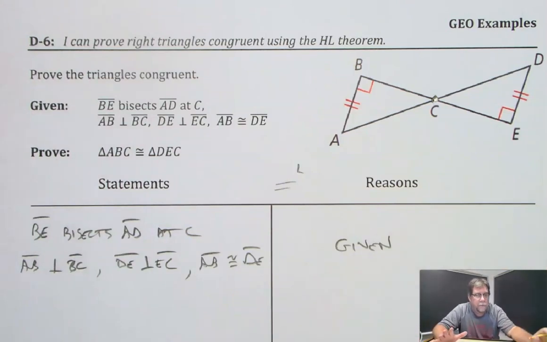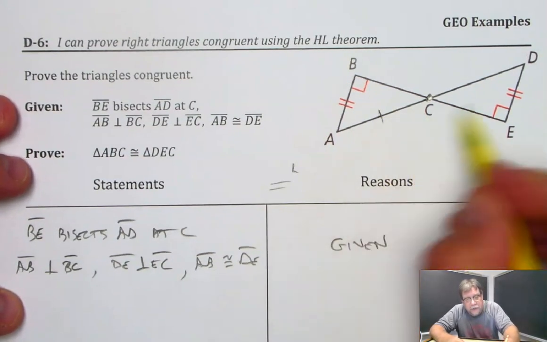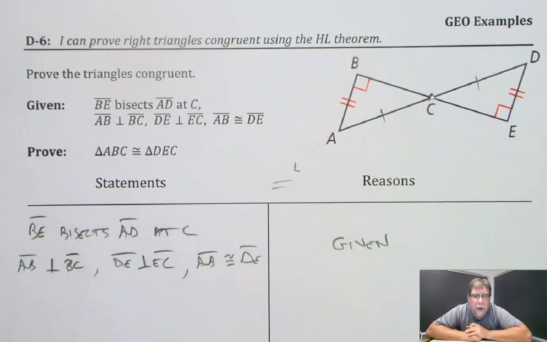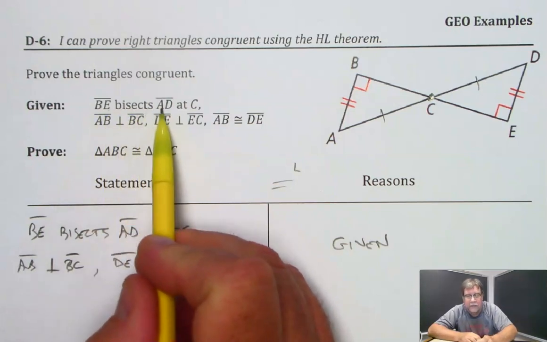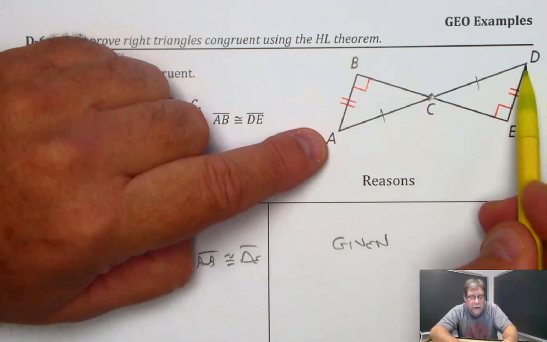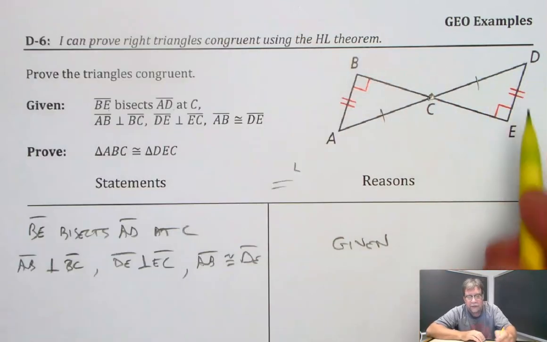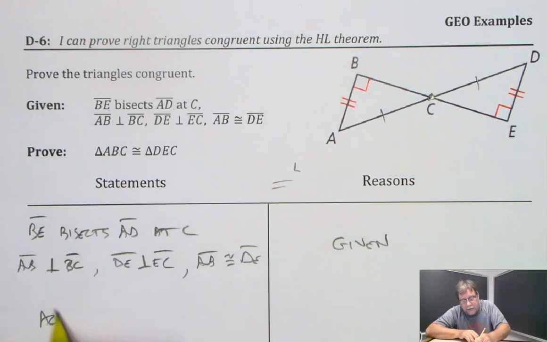So let's take a look here. I've got this given information down, but I also know that AC is congruent to CD. Now, how do I know that? Well, it's because BE bisects AD at C. So that makes this a midpoint of this segment. So if that's in the middle, then this segment and that segment have to be the same. So I'm going to write down AC is congruent to CD.